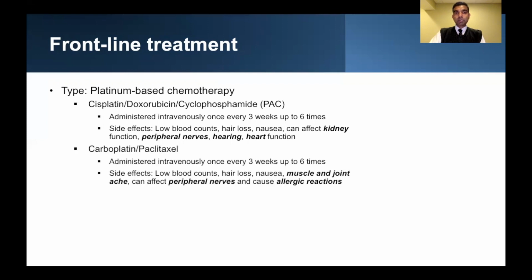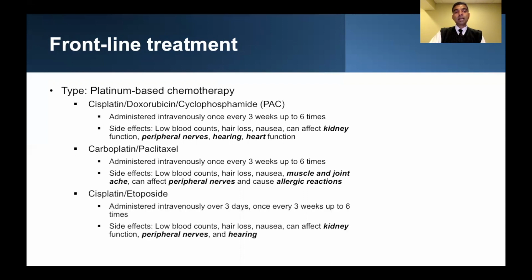Another regimen is carboplatin with paclitaxel. These two are intravenous drugs administered every 3 weeks, up to 6 times, done in an outpatient setting over a few hours. In addition to the side effects of chemotherapy, paclitaxel can also cause muscle and joint aches, flu-like symptoms. It can affect peripheral nerves, and it can also cause allergic reactions, because of which we give you pre-medications to decrease the risk. Cisplatin with etoposide is another regimen.